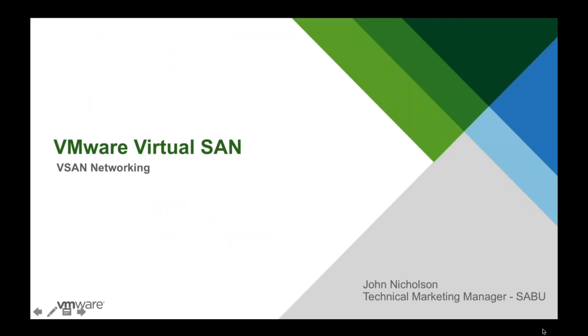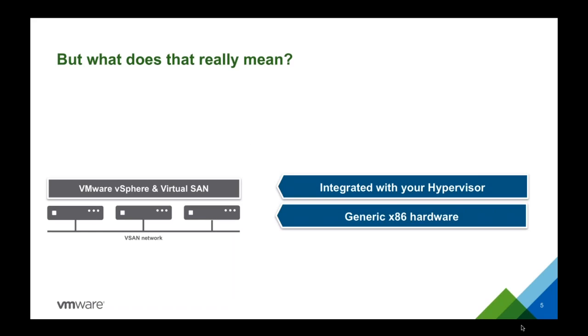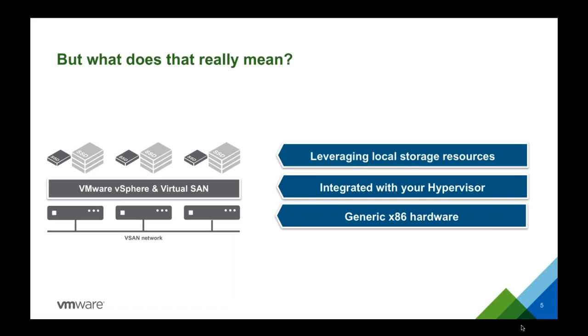Again, my name is John Nicholson. I'm a Senior Technical Marketing Manager in Storage and Availability at VMware. I'm primarily focused on vSAN as the core technologist. Let's get started. A quick refresher in case you haven't seen what virtual SAN is. Virtual SAN uses generic x86 hardware. It uses traditional servers that you already have in your VMware environment. It's integrated into the hypervisor, which means if you have vSphere 5.5 update 1 or newer, you already have virtual SAN. You may just not have licensed or configured it yet.